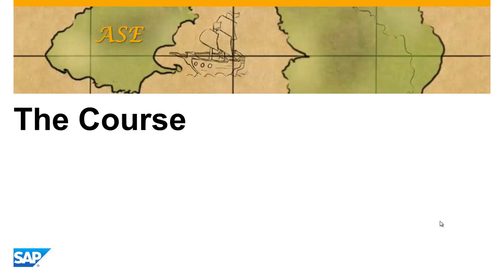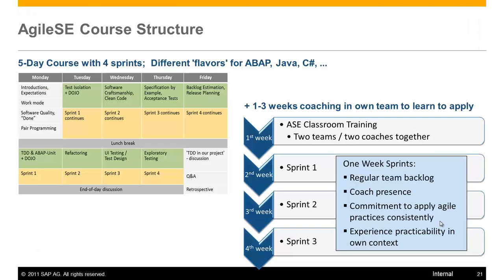I now want to look at the course itself. The course is a 5-day course. If you look at the picture on the left-hand side, there are different flavors for ABAP, Java, C#, and so forth, because there's a lot of programming and tools involved. There are different flavors, or tracks as we call them, where you learn these principles and how they're applied in a certain environment.